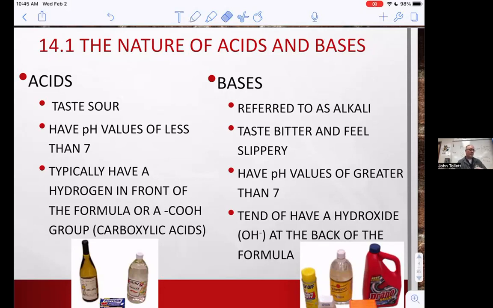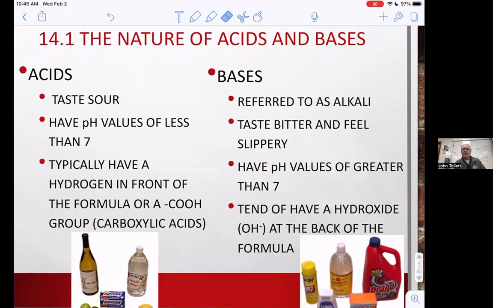Bases, though, are referred to as alkali or alkaline. If it's alkaline, it means it has basic properties. They taste bitter and feel slippery. Soap is a base. If you've ever had your mouth washed out with soap, I know my children have, it tastes bitter and it has that slippery feel to it. They have pH values that are greater than 7, and usually they have a hydroxide at the back of the formula, which is true. Sodium hydroxide is NaOH. The OH tends to be why it's a base.